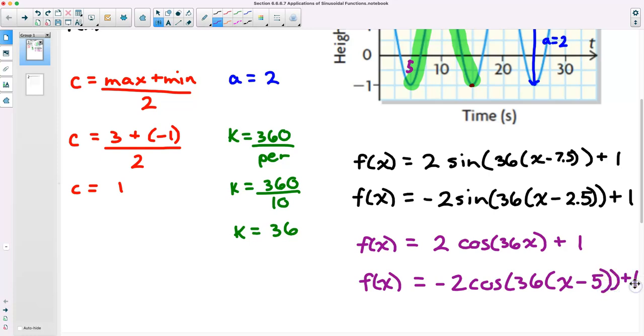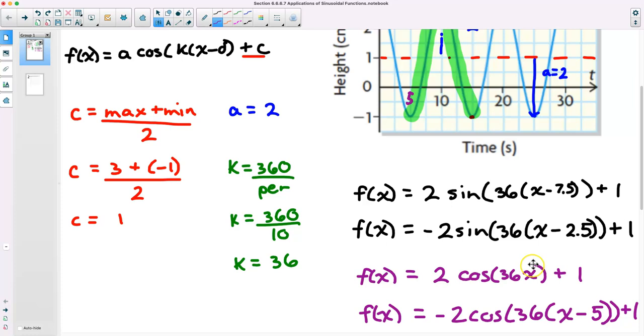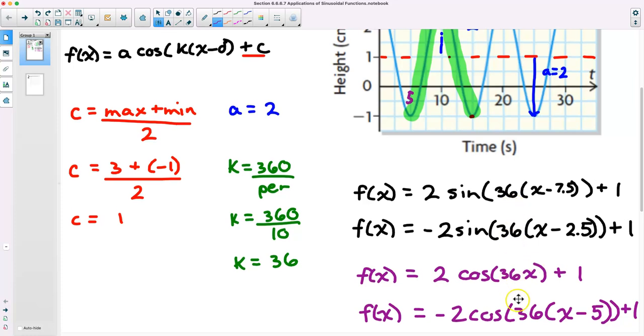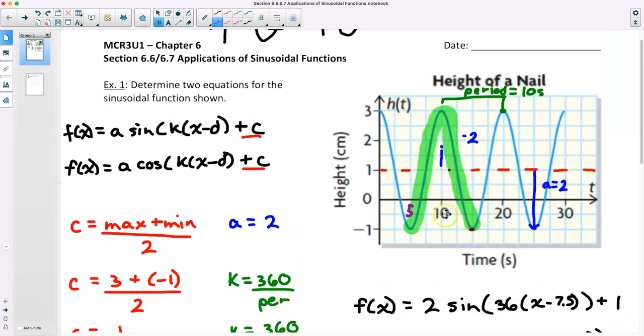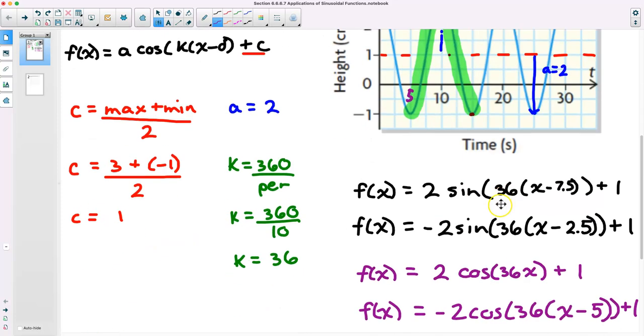So these are just a couple different examples. And if you were to plot all of these on Desmos, you would get the exact same equation if you want to check for yourself.